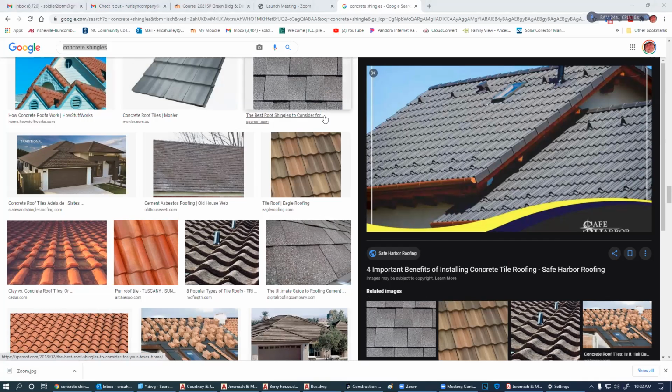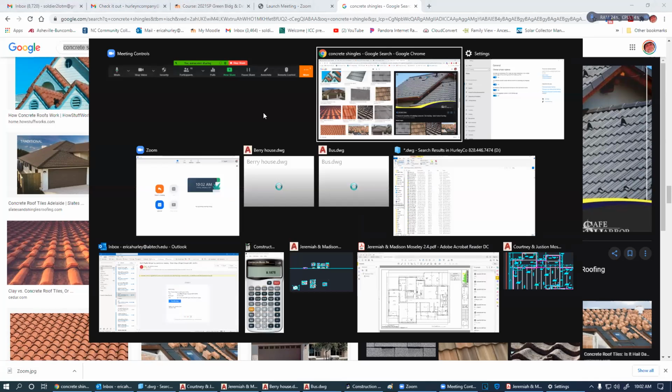How is the gypsum waterproof? It's not. The gypsum is not waterproof.